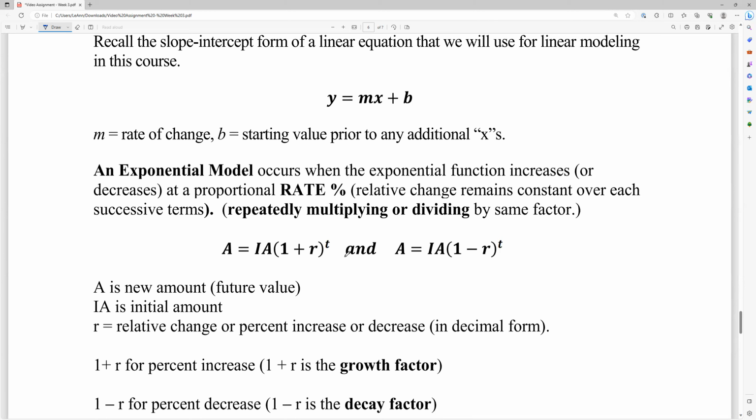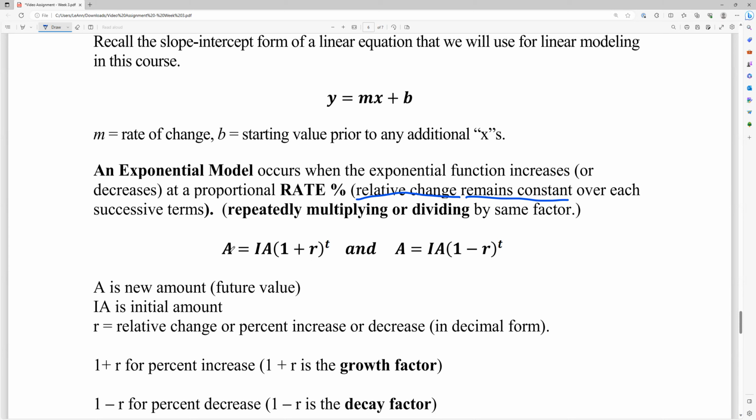So the new model for us today is the exponential model. It occurs when the function increases or decreases not at an absolute change, but at a proportional percentage rate. In other words, relative change or percent change will stay constant over each successive term. What that equates to is multiplying by the same thing or dividing by the same thing over and over again. So here's an example. If something is doubling, you're timesing by 2 every single time to go from one value to the next. If I say the population of frogs doubles every month, then every month I would take the population I currently had and times it by 2. So I'd be timesing by 2 from one month to the next over and over again. So that's an exponential model, okay? So these are the formulas. There are 2 different variations, and that has to do with whether we are growing or decaying, which means increasing or decreasing.